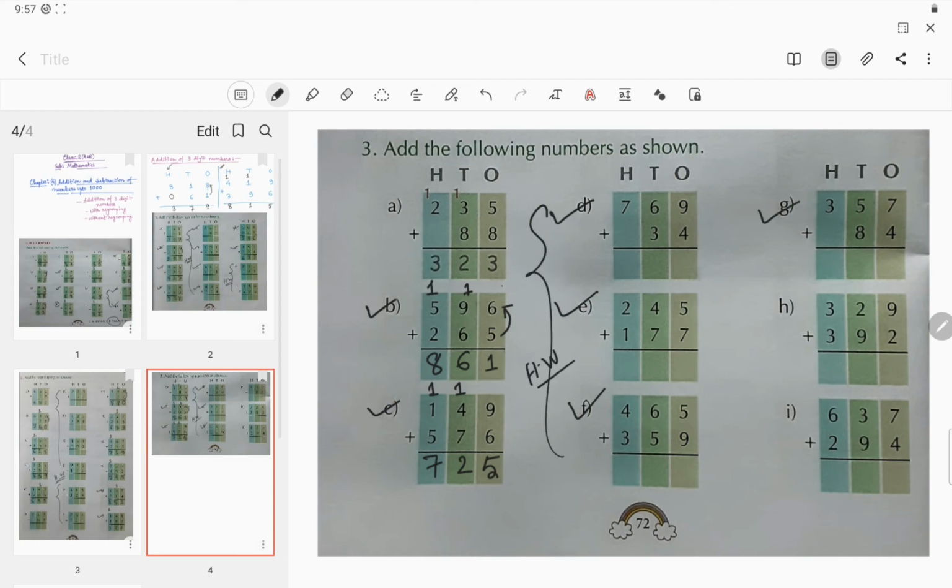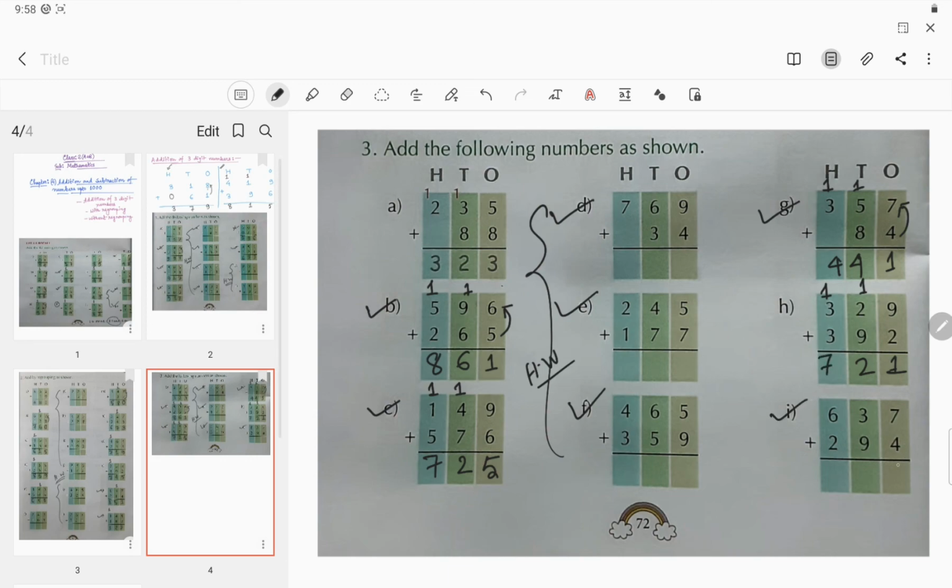Now I am solving G number. 4 plus 7 is 11, 1 will carry over. 8 plus 5 is 13, 13 plus 1 is 14, and again 1 will carry over, and 1 plus 3 is 4. 9 plus 2 is 11, carry over 1. Now 9 plus 2 is 11 again, and 11 plus 1 is 12, again carry over 1. 3 plus 3 is 6, and 6 plus 1 is 7.